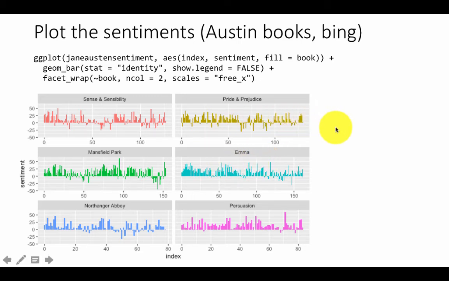So that's the idea of plotting the sentiments of multiple books using a single lexicon. Now what we're going to do is to take one book and plot the sentiment by using all the three lexicons, and then we'll compare how things come out.